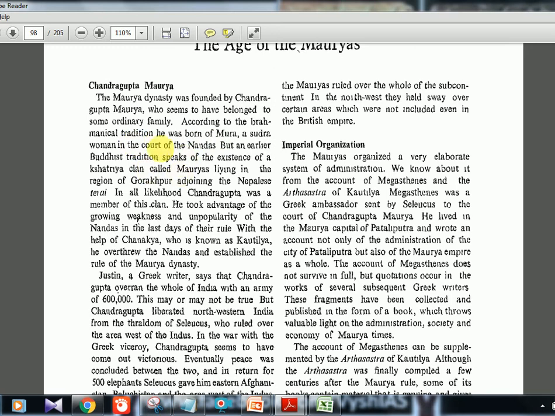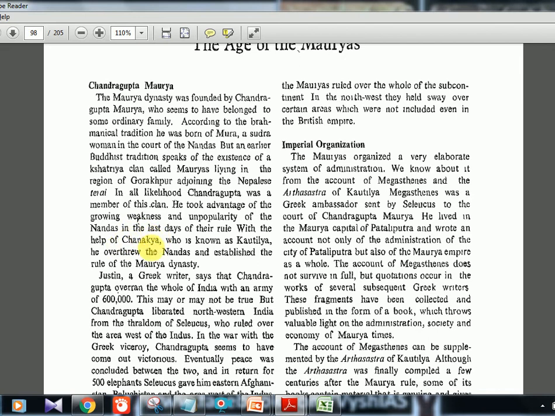Okay, we'll see that. The Buddhist tradition speaks of the existence of a Kshatriya clan called the Mauryas, living in the region of Gorakhpur, adjoining the Nepalese Terai. So there is another Gorakhpur which is near the India-Nepal border. There is a Kshatriya clan called Mauryas, and Chandragupta is part of that. So two contradicting versions: one is Brahmanical which tells he is a Shudra, and Buddhist which tells he is a Kshatriya. In all likelihood Chandragupta was a member of this clan. That is what people are thinking, like most of the historians are concluding that the second one is the more believable fact. He took advantage of the growing weakness and unpopularity of the Nandas in the last days of their rule.